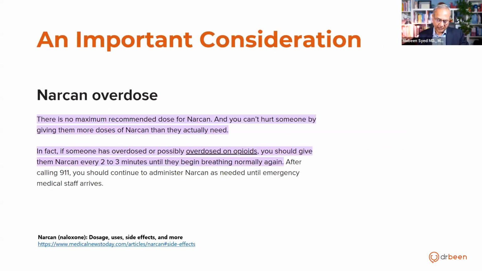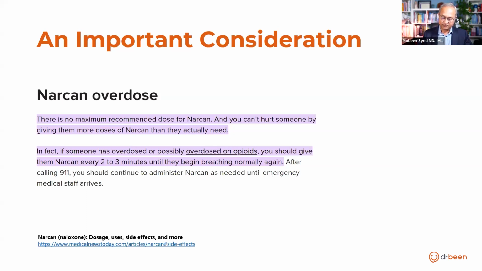Then this is the Medical News Today, Narcan overdose. There is no maximum. So we're not talking about opioid overdose. We're talking about the opioid antagonist that is being given for the management of the overdose. Can that antagonist, that is naloxone, have an overdose? So there is no maximum recommended dose for Narcan, and you can't hurt someone by giving them more doses of Narcan than they actually need.